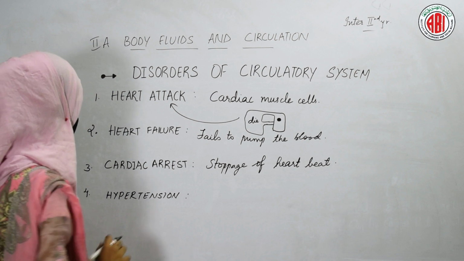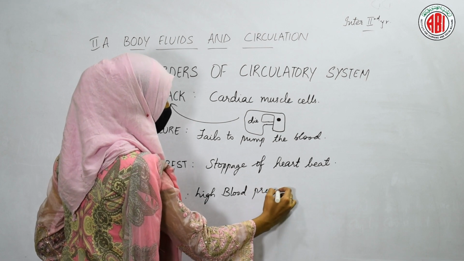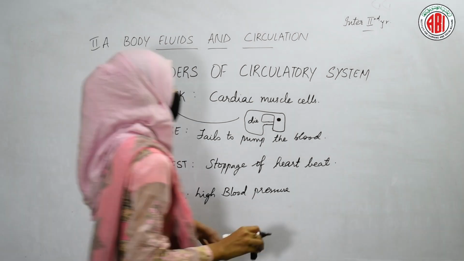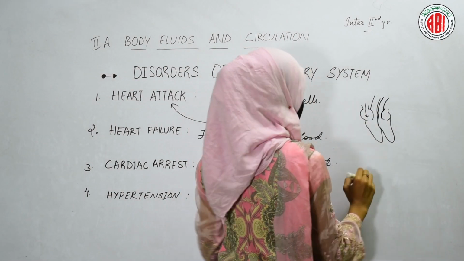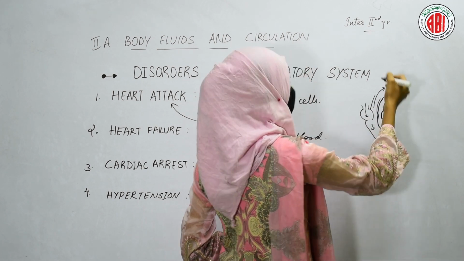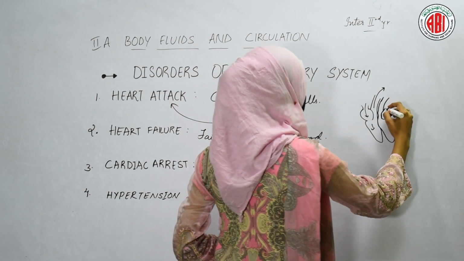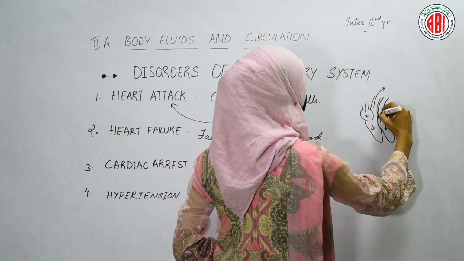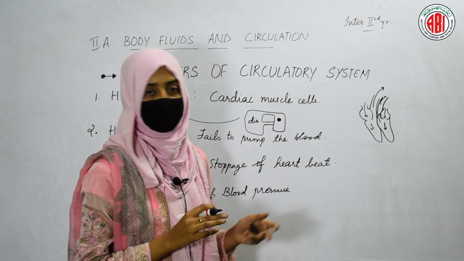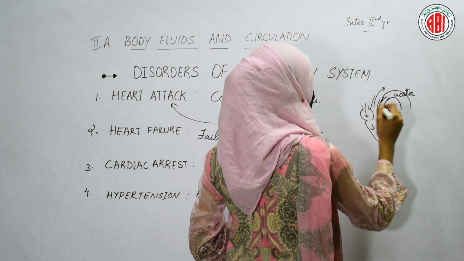The next one is hypertension. Hypertension means high blood pressure. Firstly, we'll see the normal blood pressure, then we can study hypertension. In the heart, the blood enters into the atrium, then into the ventricles. From the right ventricle, it enters into the pulmonary artery, carrying deoxygenated blood. But in the left side, from the atrium it enters into the ventricle, and from the ventricle the blood enters into the largest artery of our body, that is aorta. So aorta is the largest artery where the blood enters from the left ventricle.